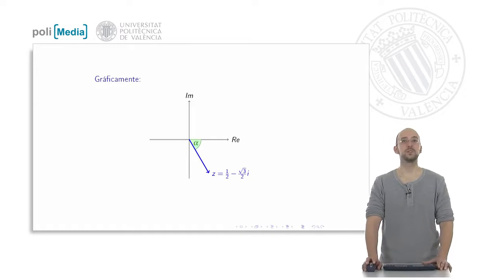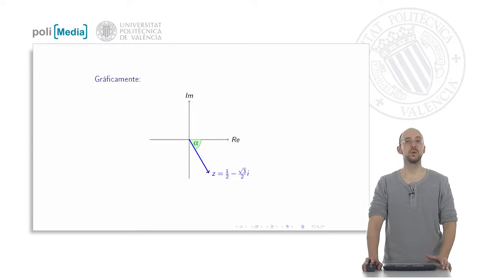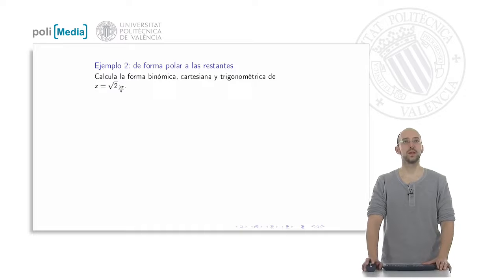Graphically, we have that this complex number is in the 4th quadrant, as we can see. Well, let's see a second example. Now let's try to go from a polar form to a Cartesian, trigonometric, and binomial form. In this case, it is much simpler.